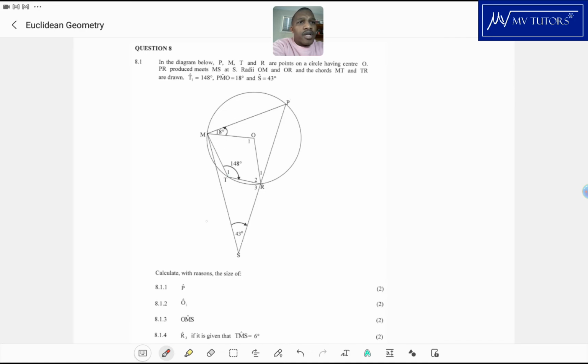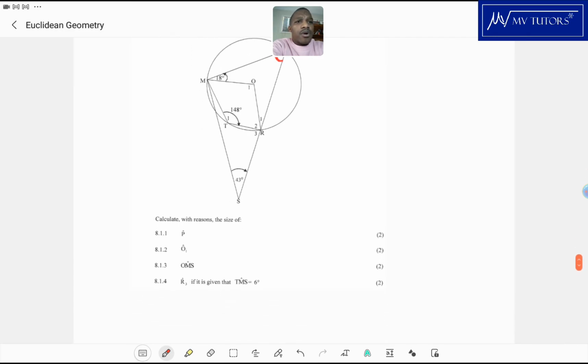PMO is 18, okay, it's shown. And then the angle S is 43. Where is it? There. We've identified everything now. Okay, now let's go look at the actual question. It says calculate with reason the size of P. Okay, so where is P? Now, there is P over there. Okay, so what do we know about this?